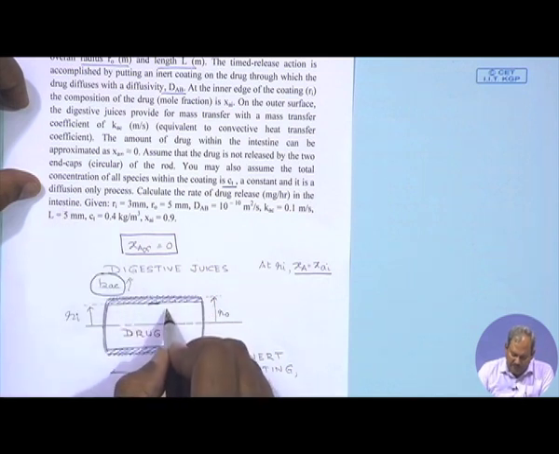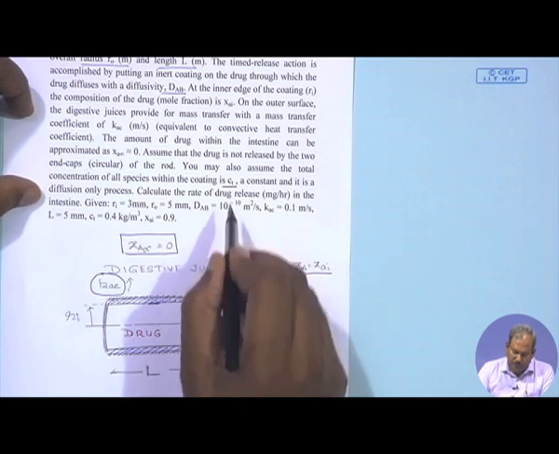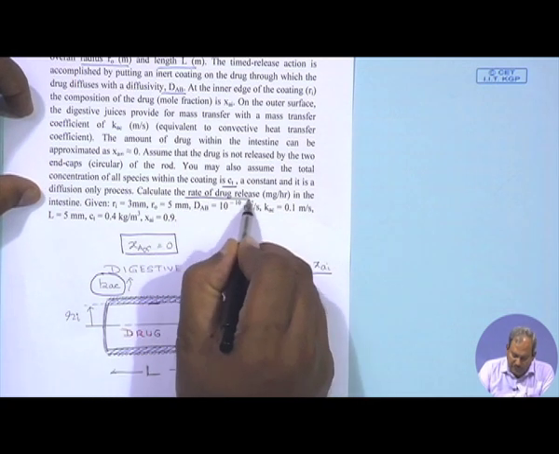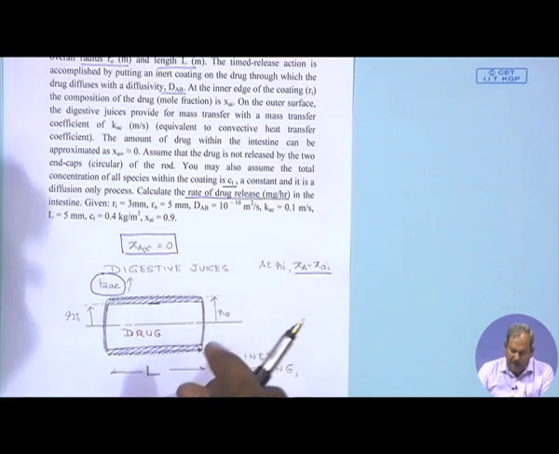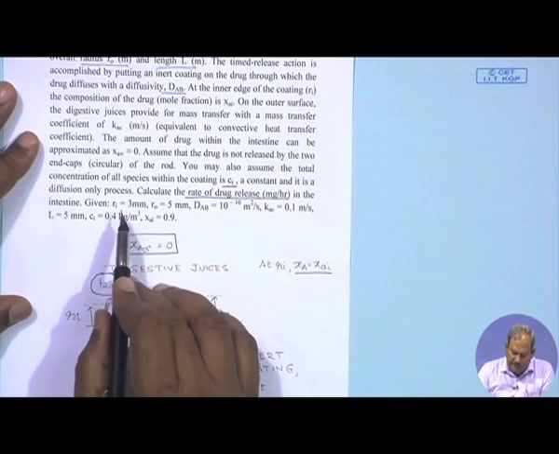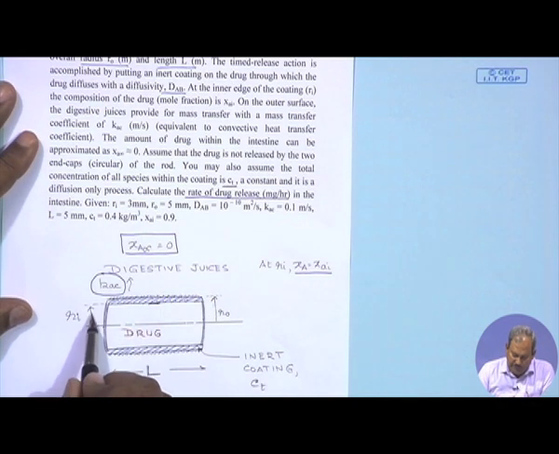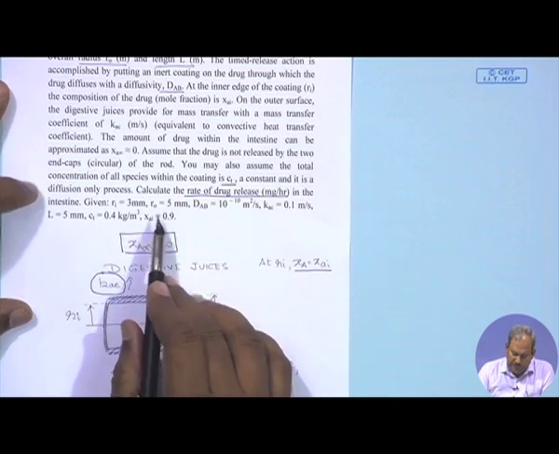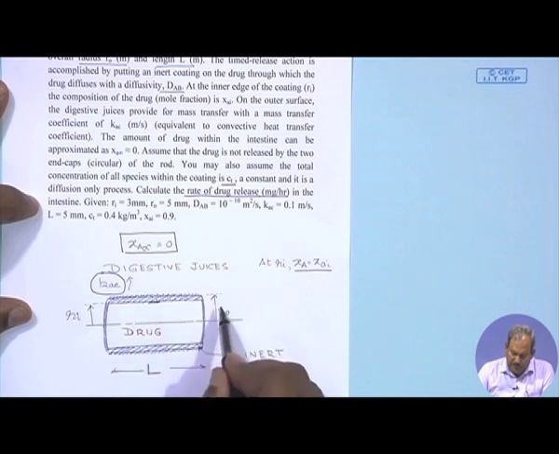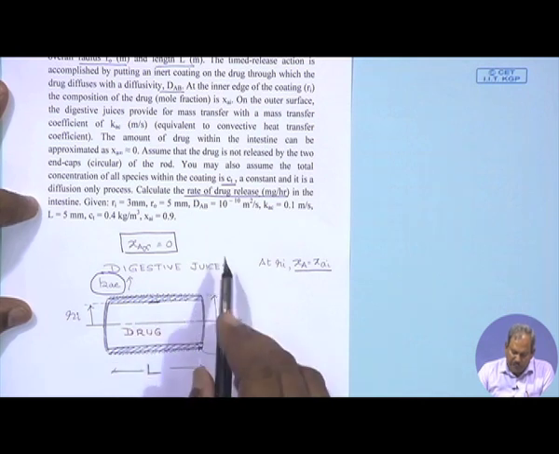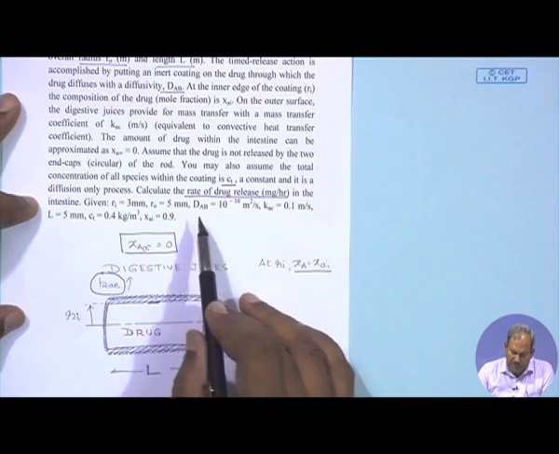So, how much of the drug is going to diffuse through the inert layer, come to the other side, and get convected out of the drug into our intestinal juices? We need to calculate the rate of drug release in milligram per hour. The geometric information provided is the inner radius of the drug, that is without the coating, R_i, which is 3 millimeter, and when you put the inert coating on it, the radius is going to be equal to R_0, which is 5 millimeter.